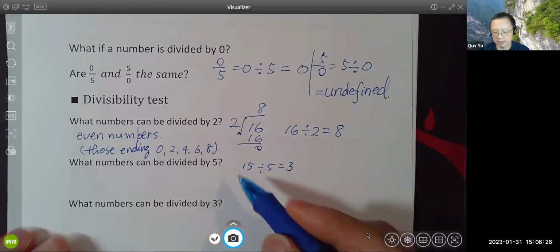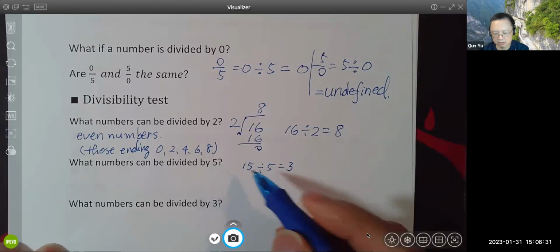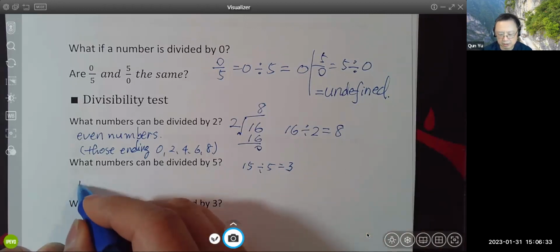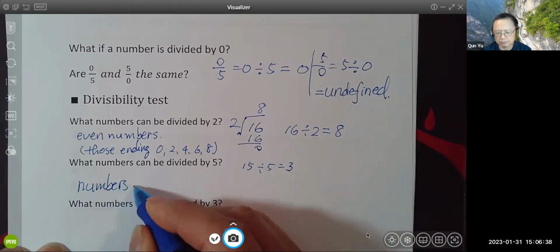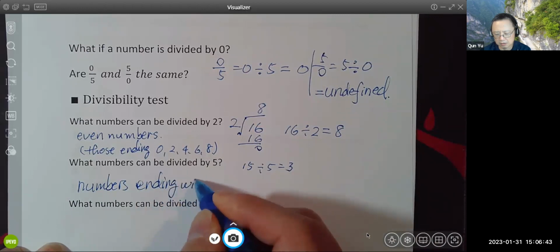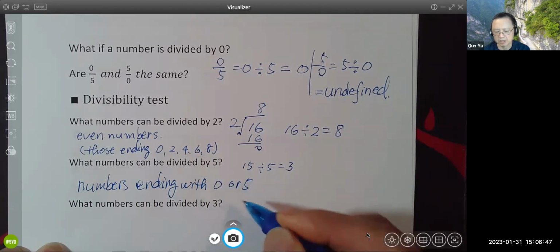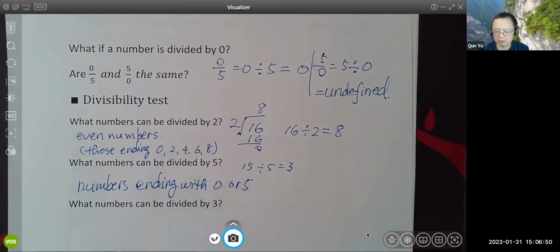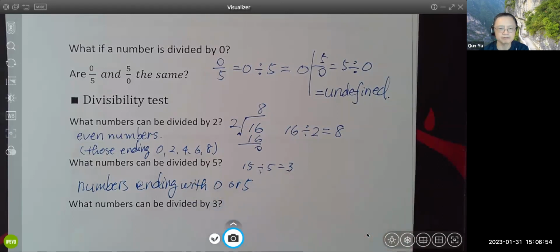So instead of saying multiples of 5 can be divided by 5, we can say it this way: numbers ending with either 0 or 5 can be divided by 5. Why? Because all of the multiples of 5 end with either 0 or 5. That's just a different way to say multiples of 5.